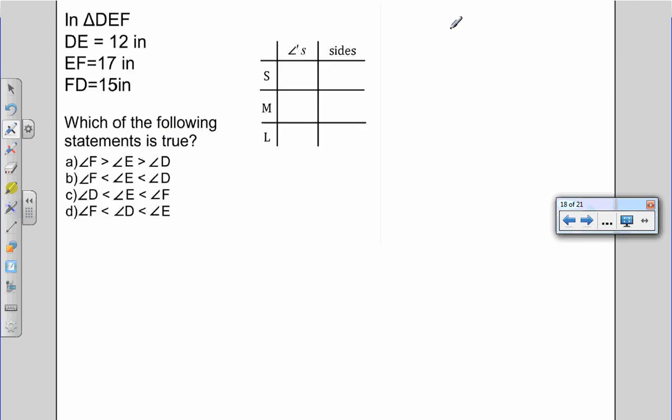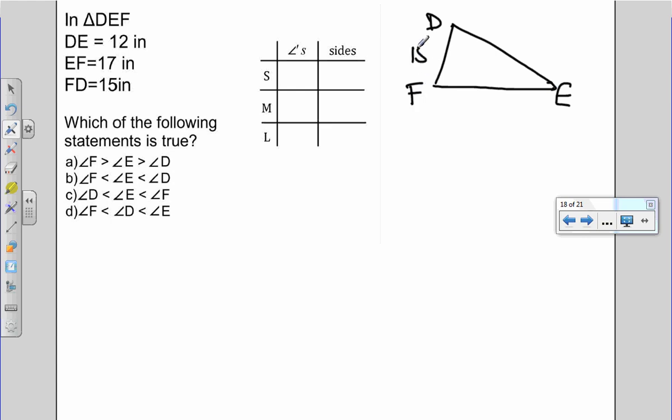In triangle DEF, DE is 12 inches, EF is 17 inches, and FD is 15. So FD, 15 inches, DE, 12 inches, EF, 17. You can do your small, medium, large. My largest is FE, 17. My medium is DF, and my smallest is DE.